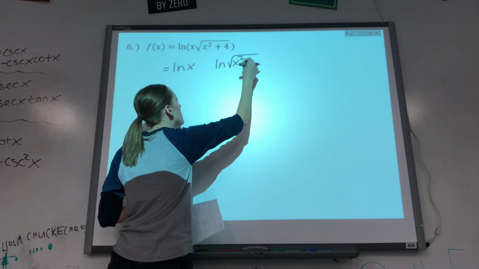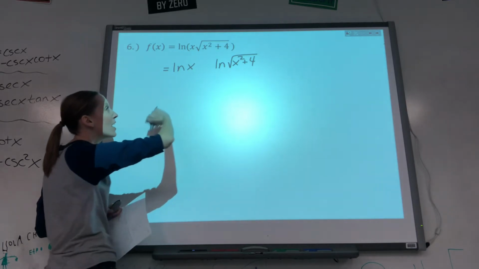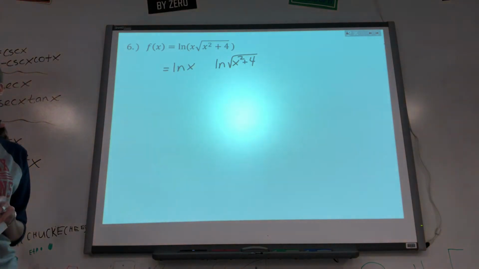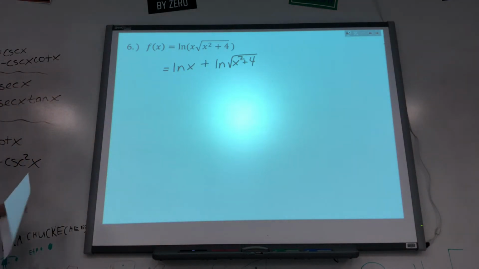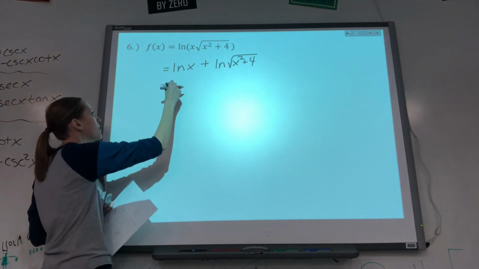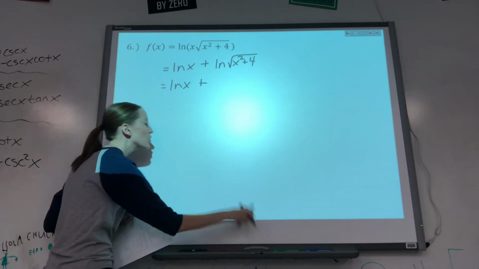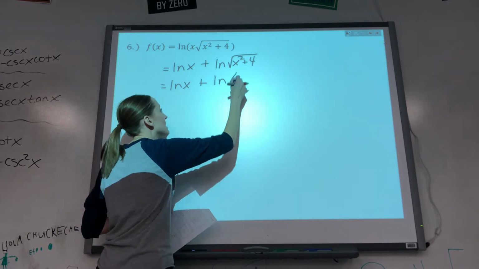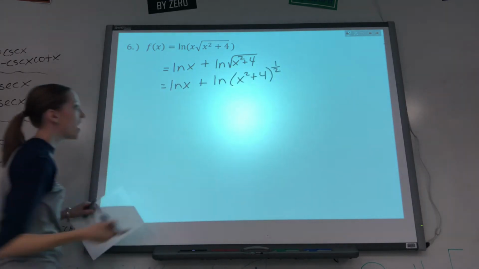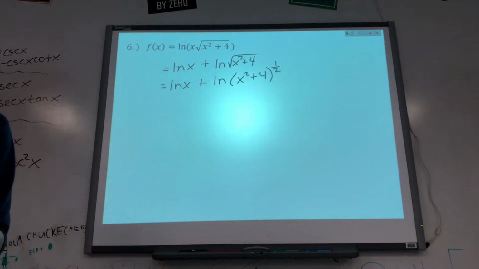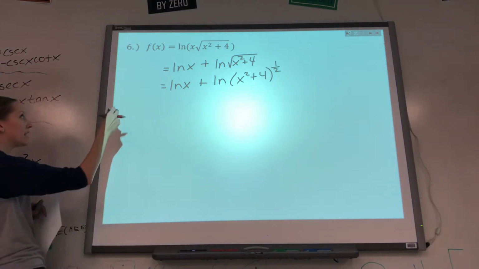But anybody remember what I need to put in the middle? For the product property, it was always a plus sign. I'm going to start out by doing that. Now, even better than that, I probably need to rewrite the square root as a 1/2 power. I don't even know how I'm going to do the derivative yet, but I know anytime I have a radical, it helps to write it to a rational exponent.